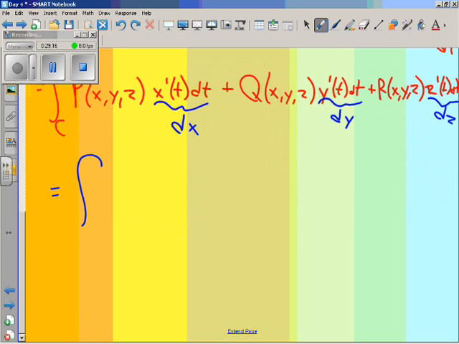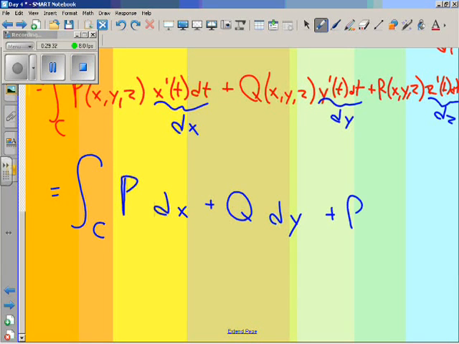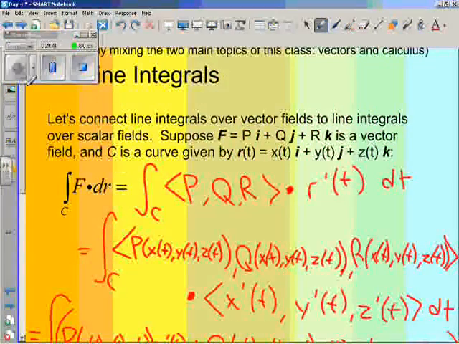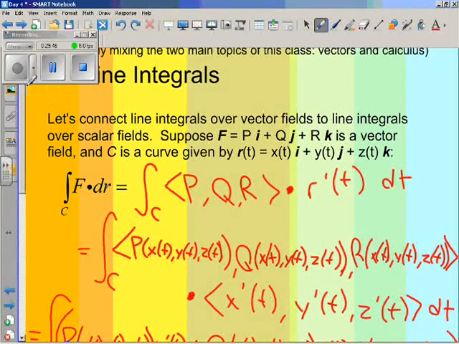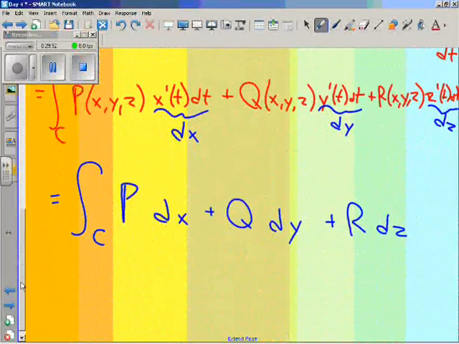And so what it cooks down to is just the function P integrated against dx plus the function Q integrated against dy, and then plus the function R integrated against dz. So we have a vector field like PQR, and we have r of t that we're integrating it over. Then it just turns into this. It's a much neater and easier formula.